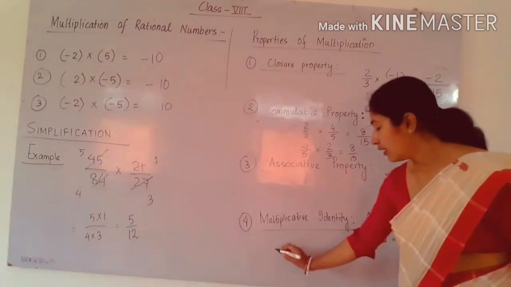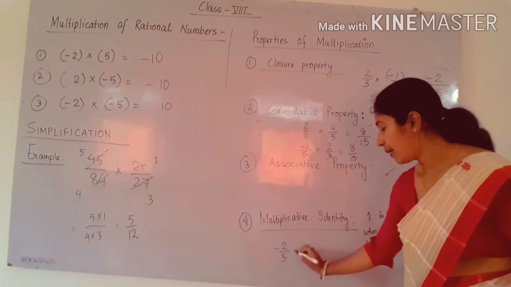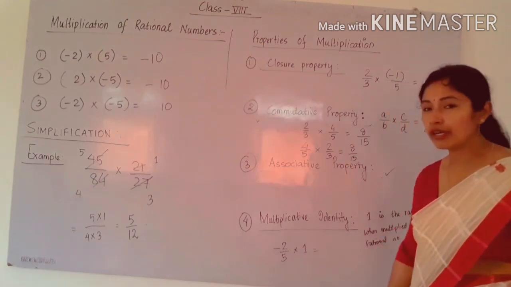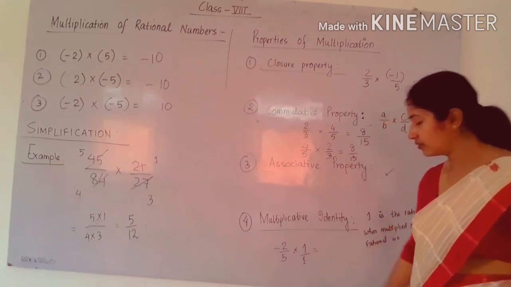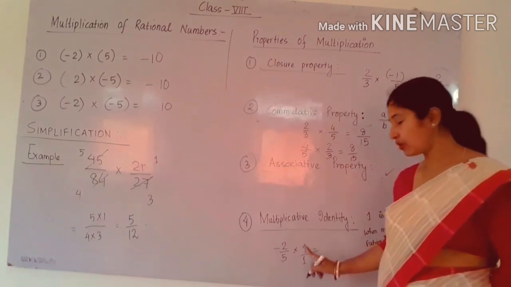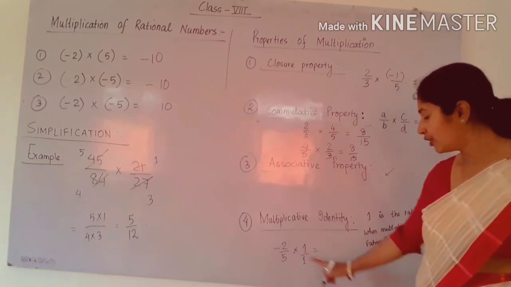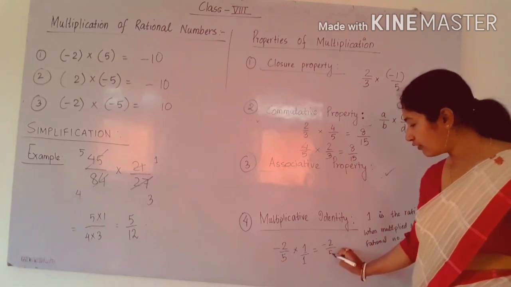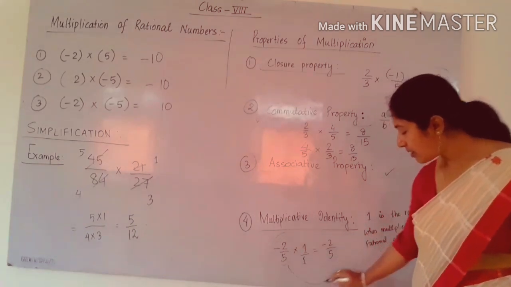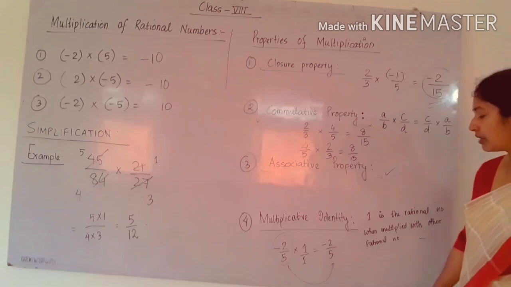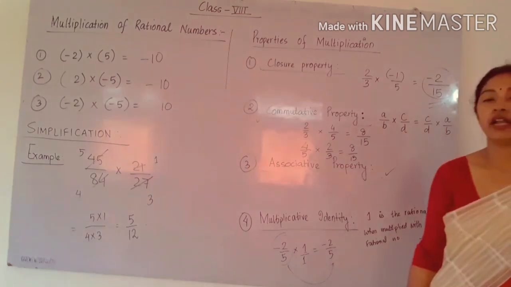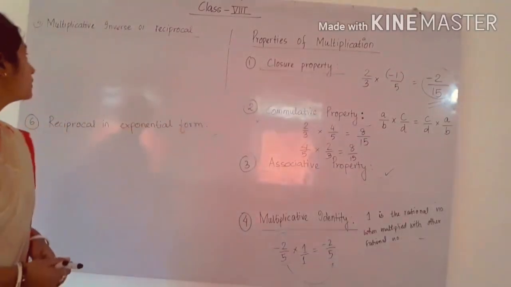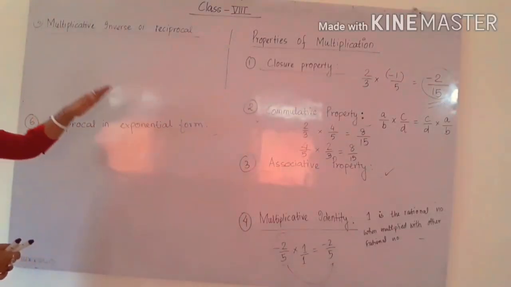So for example, minus 2 by 5, I am multiplying with 1. So I will get the same answer. 1 can be written as 1 by 1, so this 1 is also a rational number. So minus 2 into 1 will be minus 2 and 5 into 1 will be 5. So I am getting the same answer again. So 1 is the multiplicative identity for rational numbers.